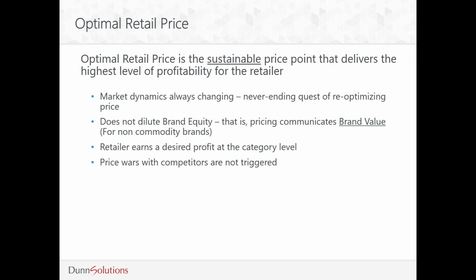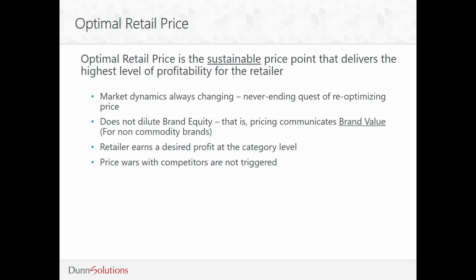Now, that point brings me to the next 3 points. The real optimal price should never negatively affect your brand equity. You have to remember that pricing communicates some kind of brand value to your consumers. Also, the optimal retail price should earn you a desired profit at the category level. So not for just a few products at the expense of other products in the category, but for the entire category. And the optimal price level will never trigger price wars with your competitors.